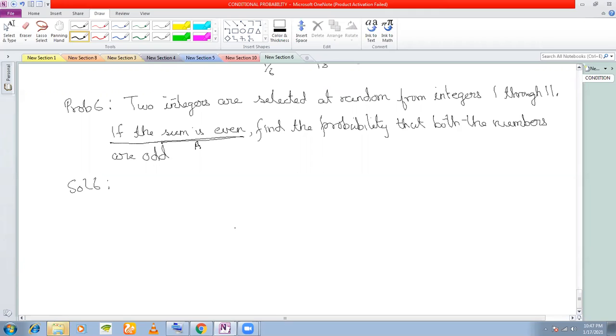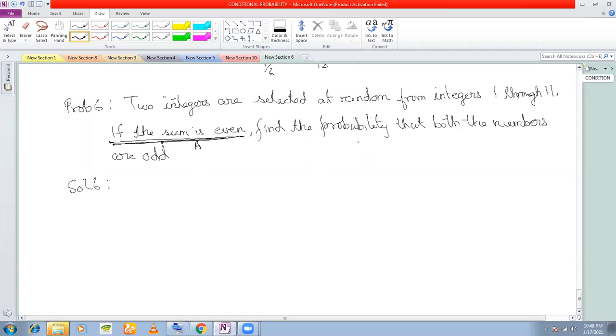Remember, in every conditional probability problem, one event will be given to you, because it has already occurred. If you see the sentence, if the sum is even, two numbers you are selecting, how do you know that the sum is even? That means they are already giving you that event. If something is given to you, or particular outcomes are given to you, that means this is conditional probability.